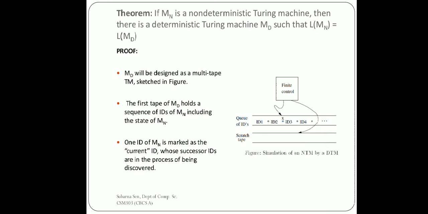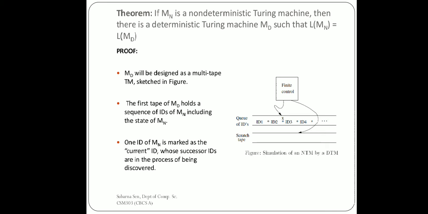Now, one ID of Mn is marked as the current ID, whose successor IDs are in the process of being discovered. Here you can see the marker, a small X written just above ID 3, so it is now processing ID 3. We know that our Turing machine starts processing from the left-hand side, first the leftmost symbol, then the next, and so on. So whenever it is at ID 3, ID 4, ID 5 and so on are going to get processed.